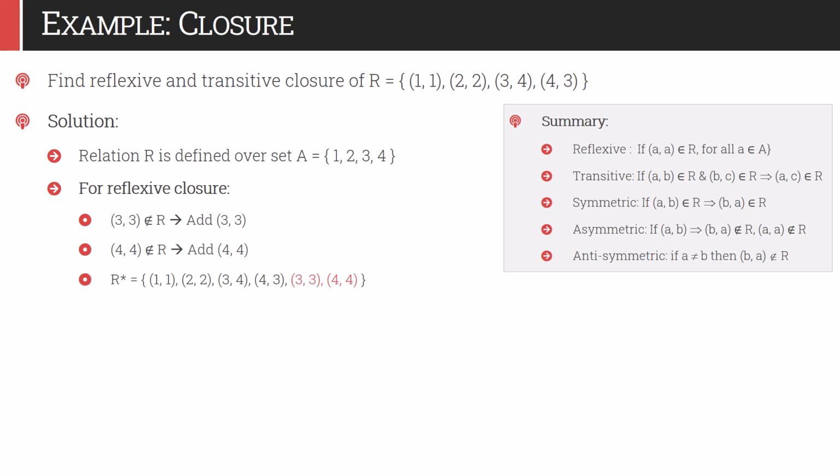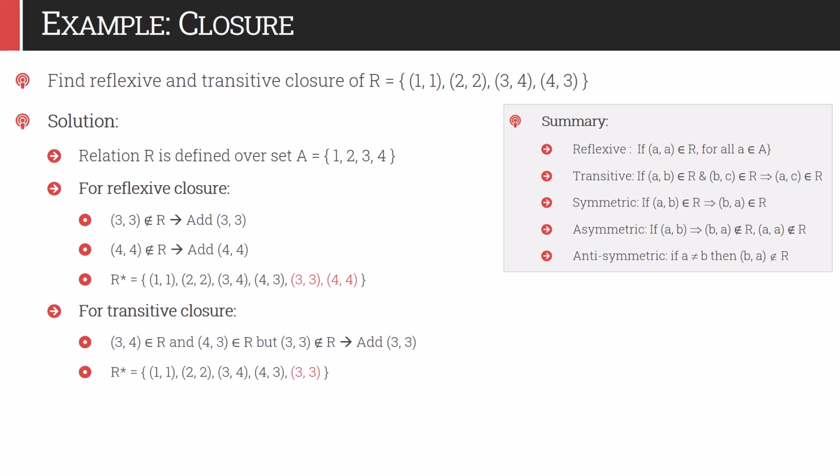It means 3, 3 must be present, but it is not there. So we need to add 3, 3. Do we have any other such pair which is related? No, I guess there is none. So just by adding 3, 3 into relation R, we can find the transitive closure of it.